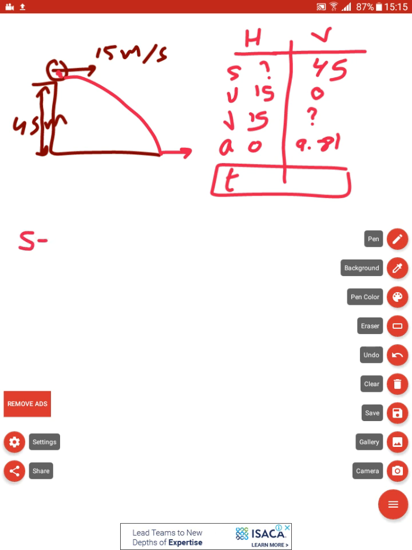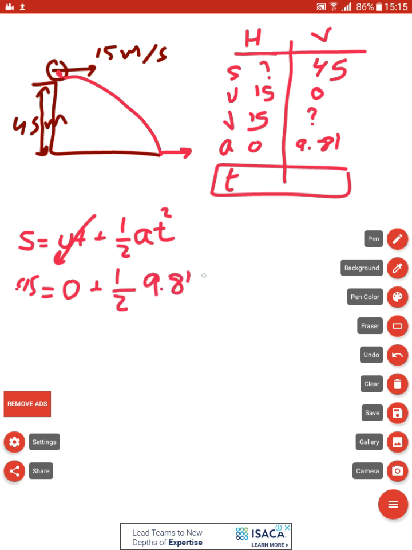Let's start by this equation: s equals ut plus half at squared. The initial speed vertically is 0, so this part is 0. The distance vertically is 45 meters, plus half the acceleration of free fall, 9.81, multiplied by t squared.